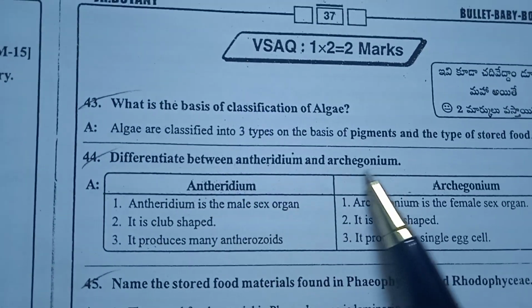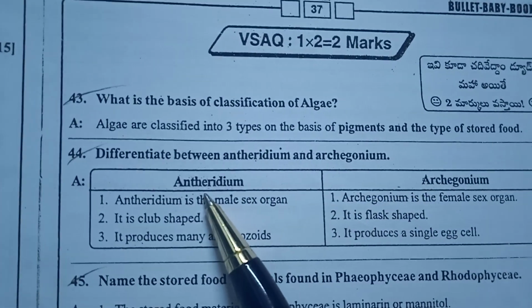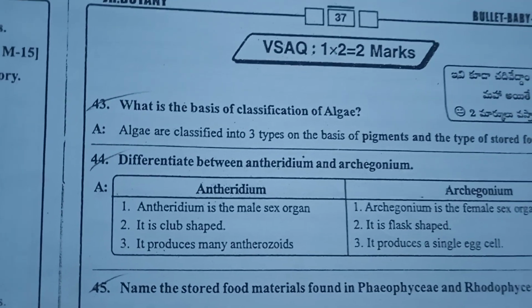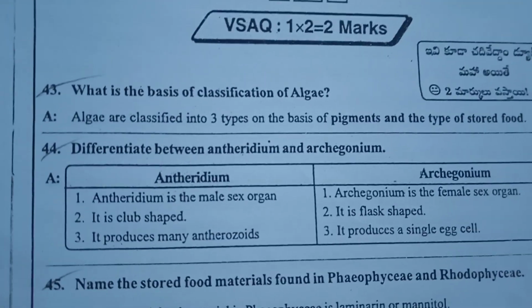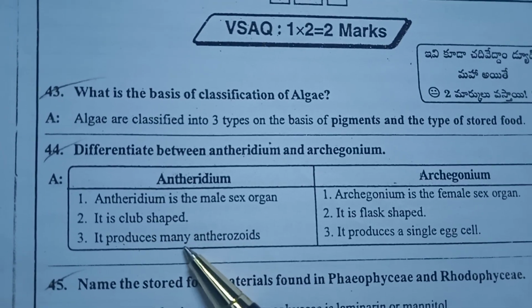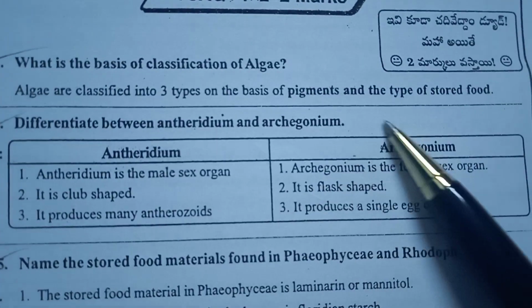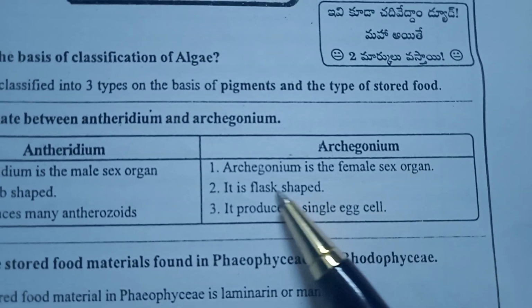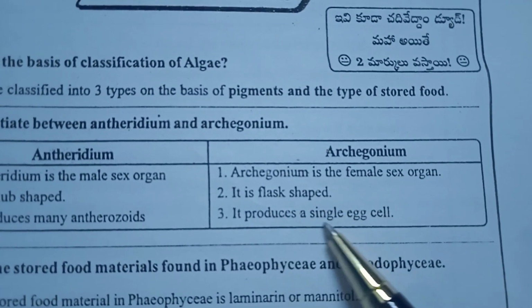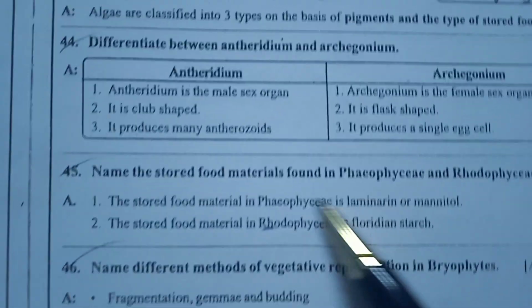Differentiate between antheridium and archegonium. Antheridium is the male sex organ. It is club shaped. It produces many antherozoids. Archegonium is a female sex organ. It is flask shaped. It produces a single egg cell.